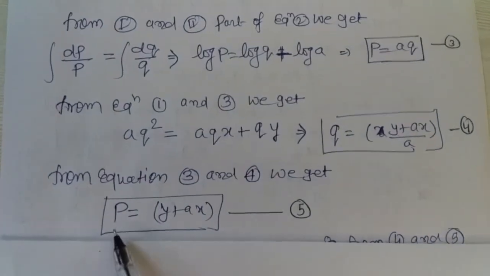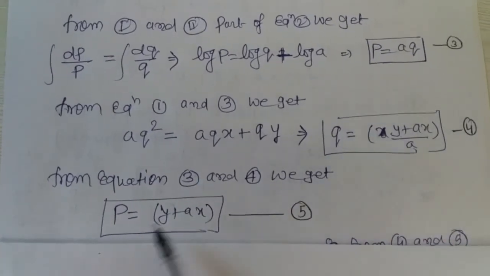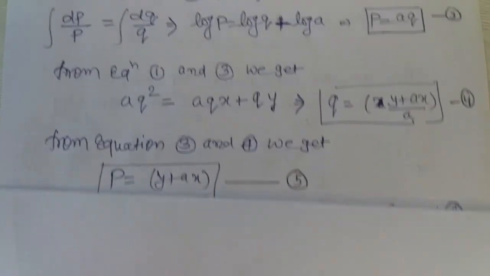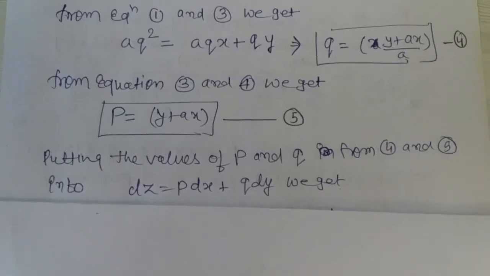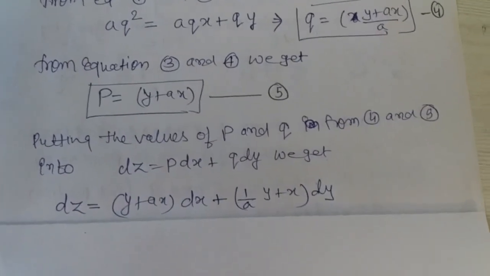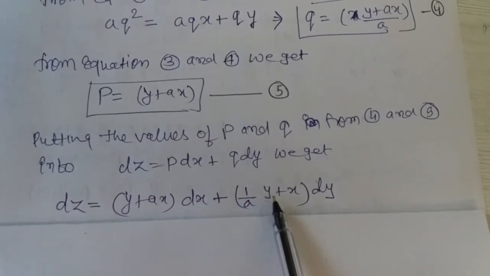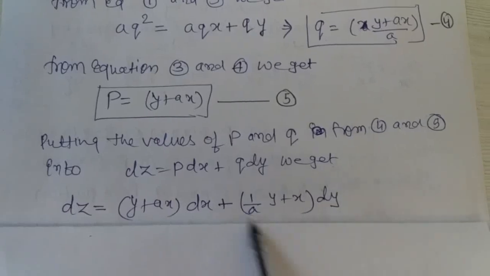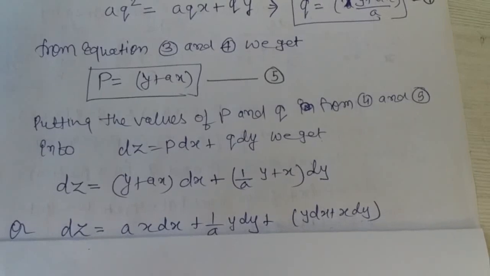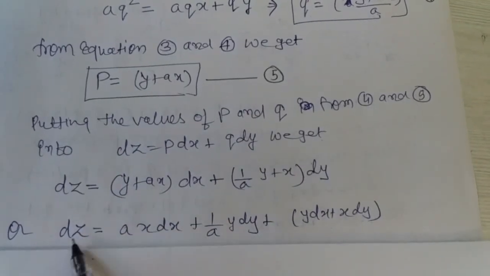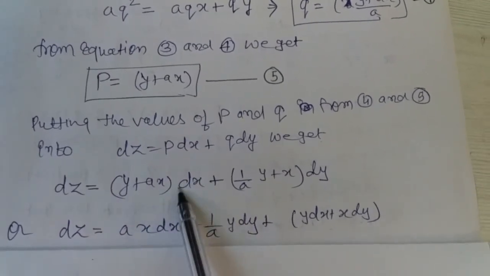So the value of p we obtain is p equal to ax. Now putting these values of p and q in the relation dz equal to p dx plus q dy, we get dz equal to (y plus ax) dx plus (1 upon ay plus x) dy. Further, we can write the terms as dz equal to ax dx, because in this term the variables are separated.